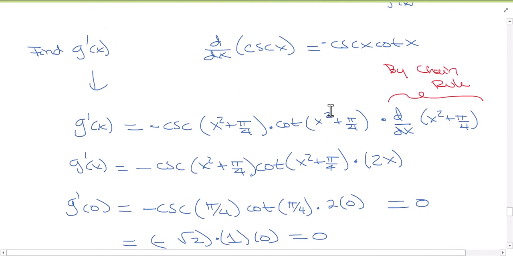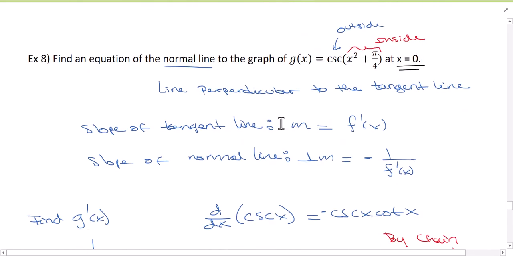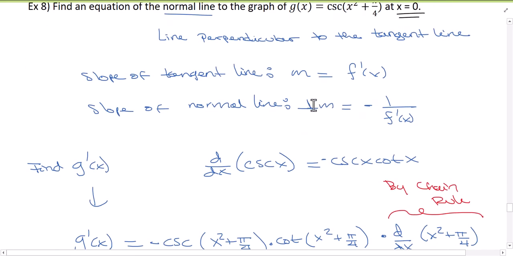So the main thing here is to remember that the normal line is perpendicular to the tangent line. So the slopes are negative reciprocals. So you will find the slope of your tangent line. So again, let me do a quick example here. If the slope was 2, then the normal line will have slope negative 1/2, right? The opposite reciprocal. If the slope was negative 3, then this will be positive 1/3, and so on.